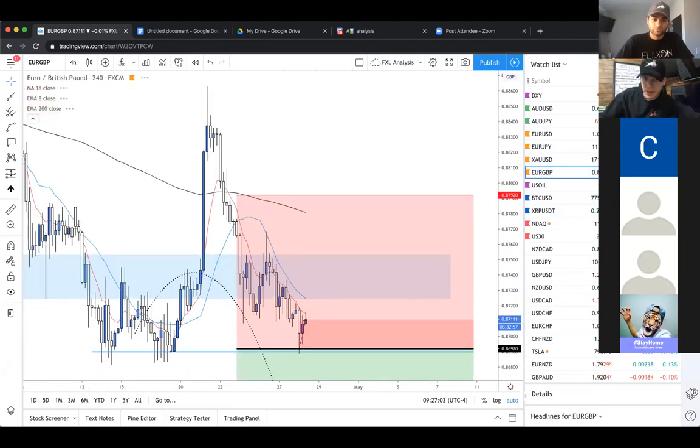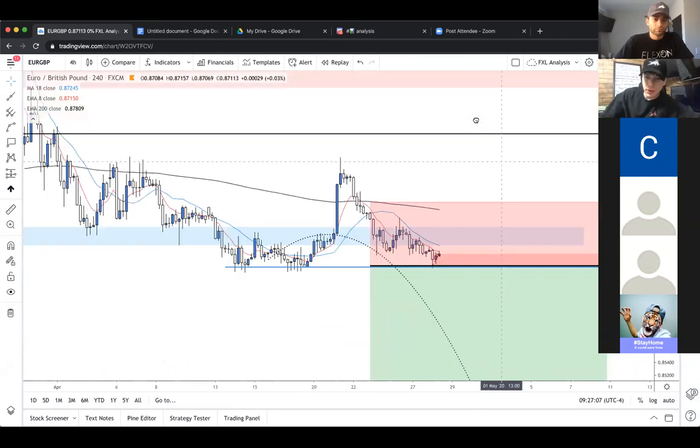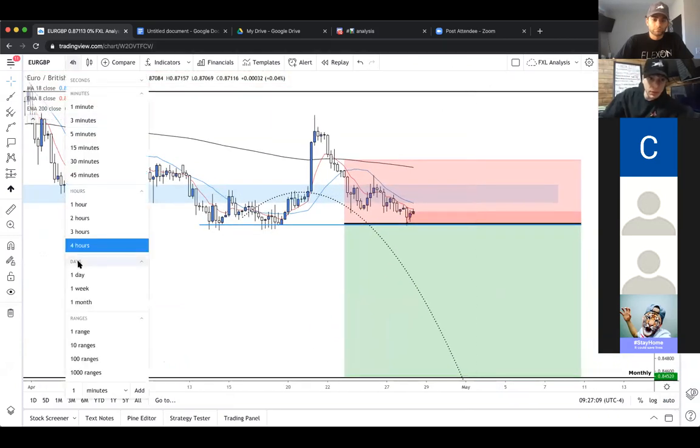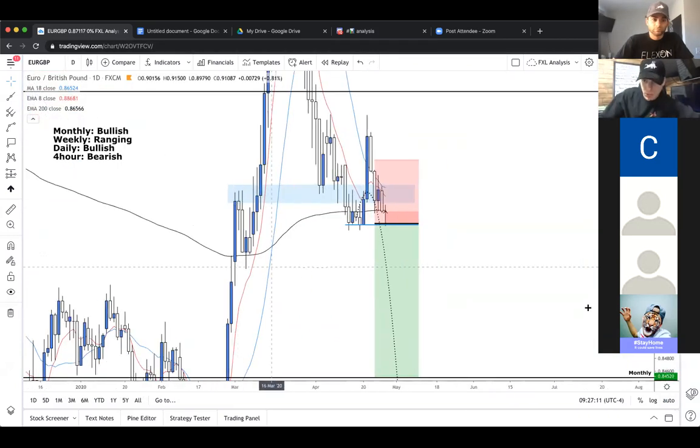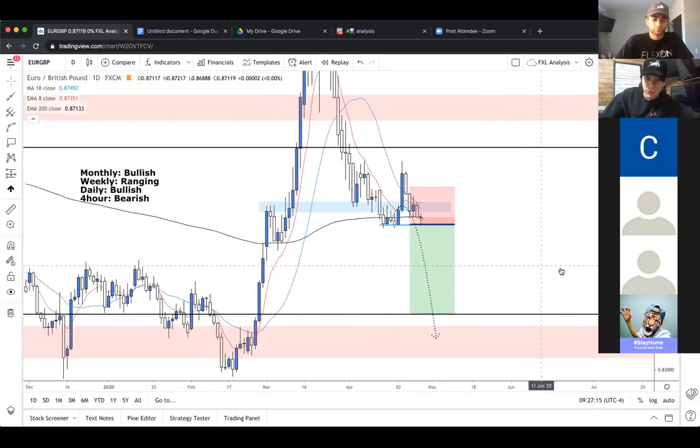And then I want to show you guys what I was looking at this morning. Let's see how it's looking now. Yeah, it's kind of bouncing. So this is Euro GBP. I did a quick analysis on it this morning. It looked like it was showing some bearish signs, like it might drop down to this monthly. It's at a pretty key level right now.